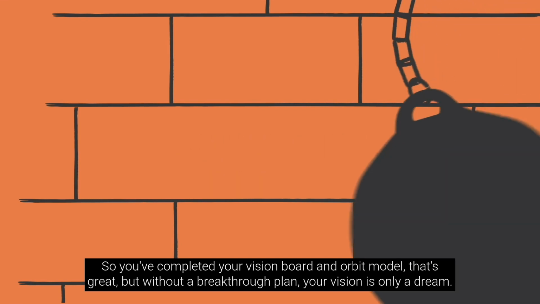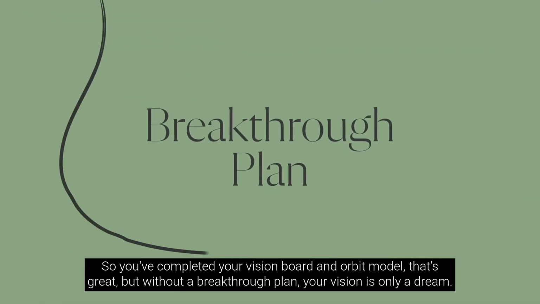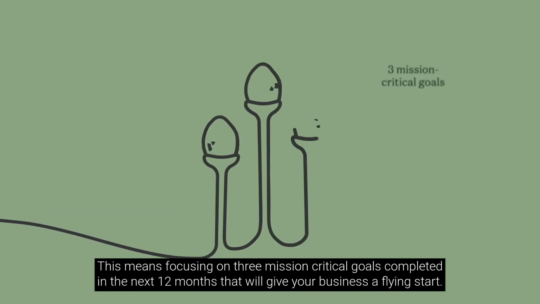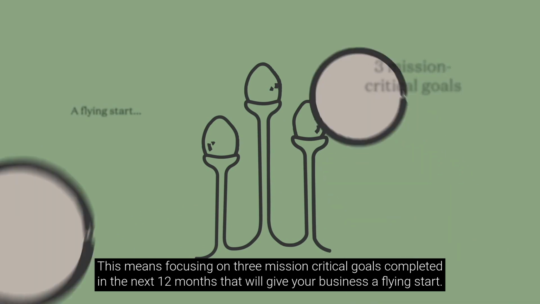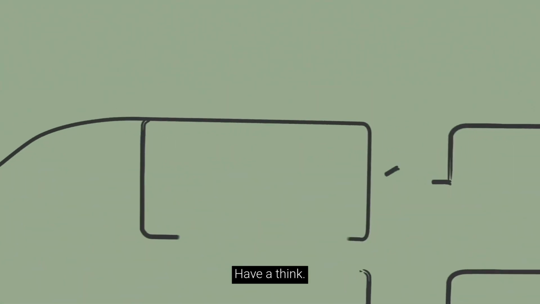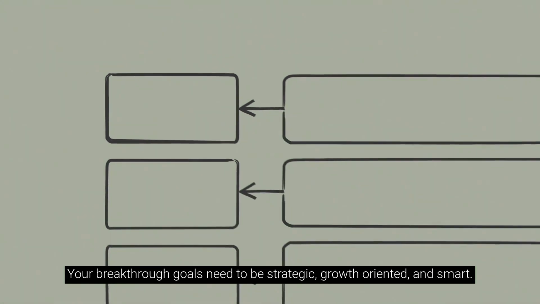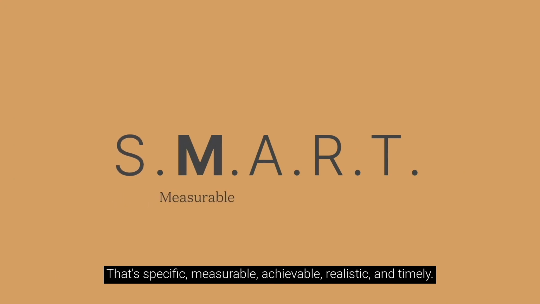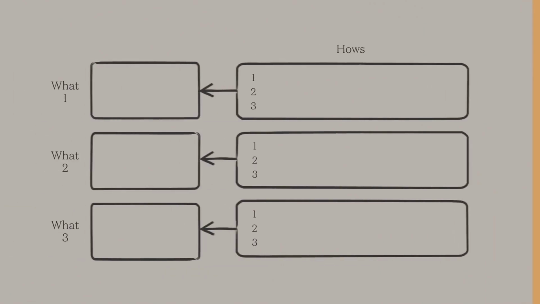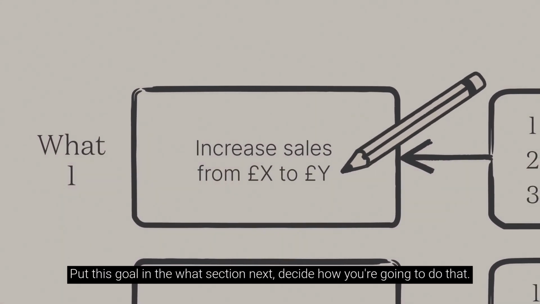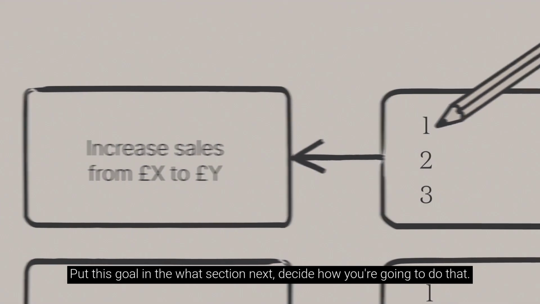So, you've completed your vision board and orbit model. That's great, but without a breakthrough plan, your vision is only a dream. This means focusing on 3 mission-critical goals completed in the next 12 months that will give your business a flying start. Have a think. Your breakthrough goals need to be strategic, growth-oriented, and SMART. That's specific, measurable, achievable, realistic, and timely. Maybe you want to increase sales from X to Y in 12 months. Put this goal in the what section.